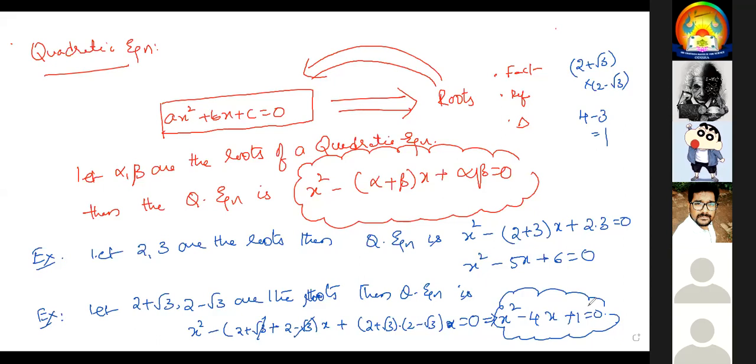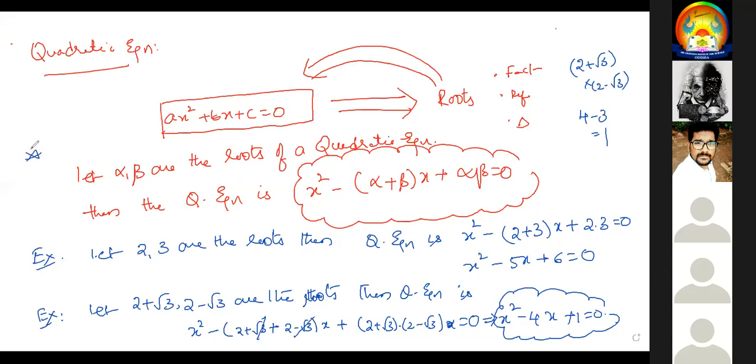the quadratic equation. So the formula is, let alpha comma beta are the roots. Then the quadratic equation is x square minus sum of the roots into x, that is (alpha plus beta) into x, plus alpha beta equal to 0. Please carry on. Keep the star mark and write down.